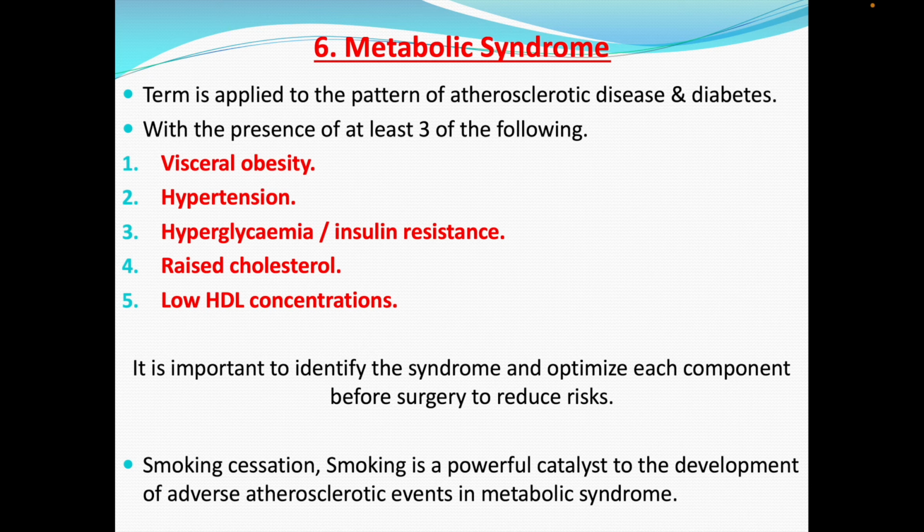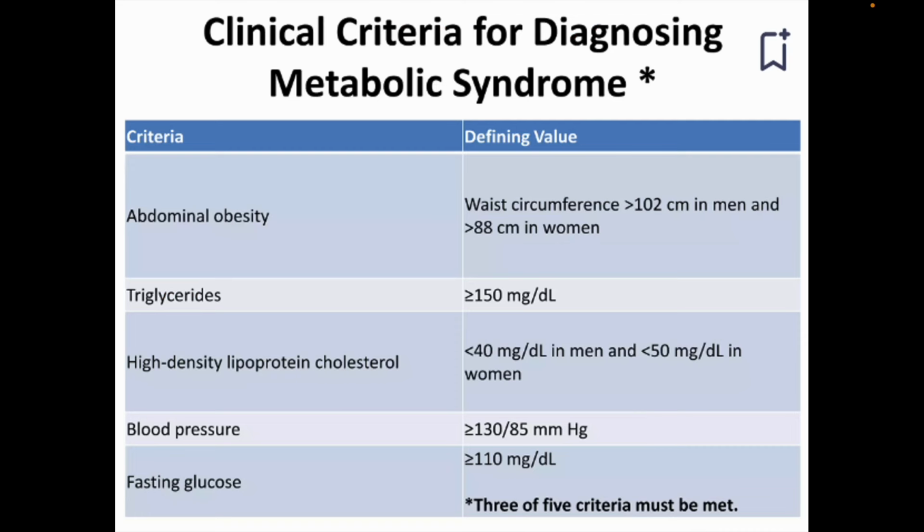Now, another factor which exacerbates the condition is smoking. Smoking should be stopped for at least 2 weeks or 1 month, or 2 months is better if you have time for elective surgery. Smoking is a powerful catalyst to the development of adverse atherosclerotic events in metabolic syndrome. If we cannot stop smoking, at least 48 hours, or 24 hours to get rid of carbon monoxide, we get better results. Now, next slide.